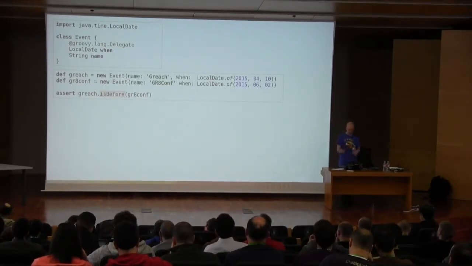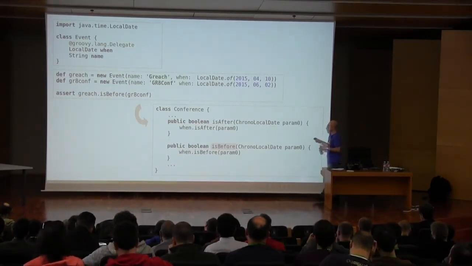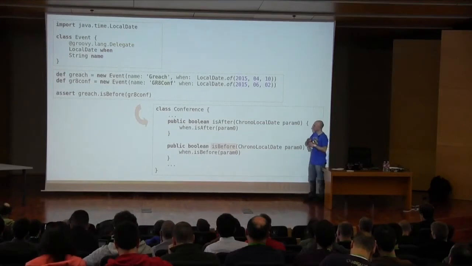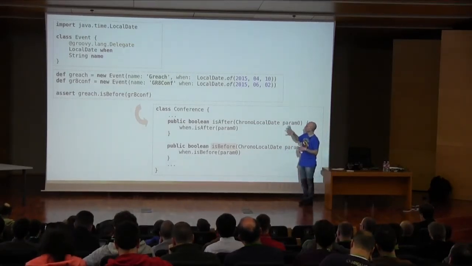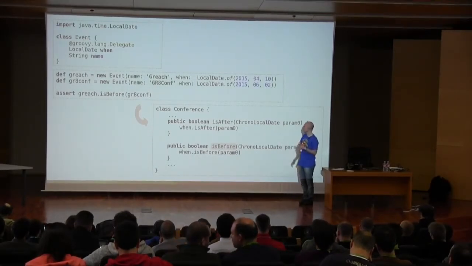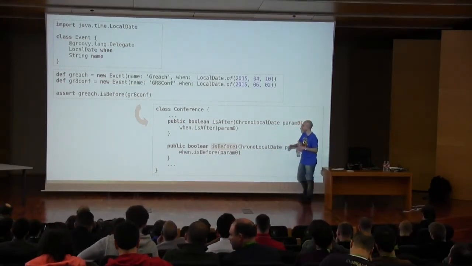And this works because this annotation is doing this. It implements all these public methods for the local date into the class. So when we execute Greach is before, it will just execute this method in the when instance.